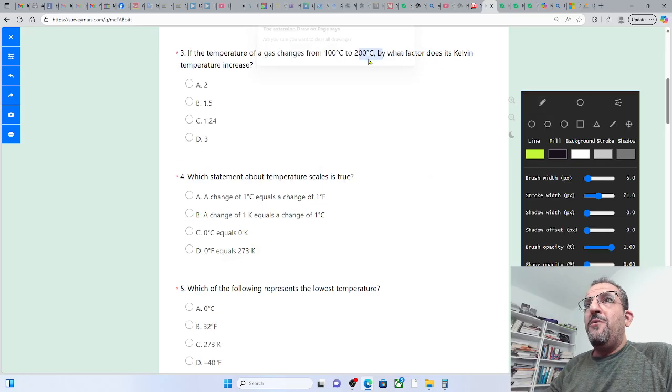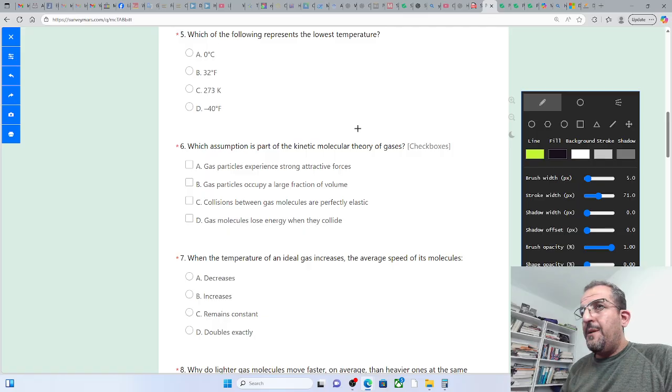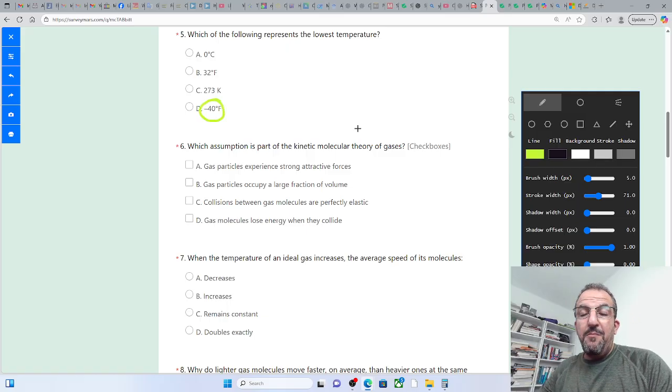Let's now move to the next question. I'm going to do number 5. Which of the following represents the lowest temperature? In my class, all of you got the right answer, so it's minus 40 Fahrenheit. It is the lowest temperature among all of these temperatures.